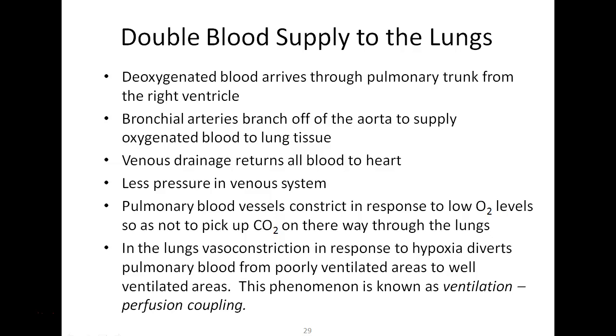In the lungs, we can get vasoconstriction in response to hypoxia. We'll talk about hypoxia in a short few. But what's going to happen when we get that hypoxia, we divert pulmonary blood from poorly ventilated areas into the well-ventilated areas. Later on down the road, we talk about this as ventilation-perfusion coupling.